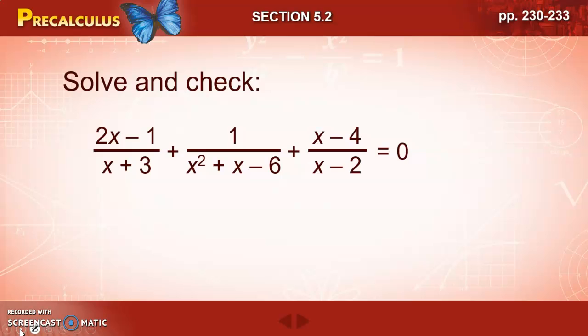All right, so let's solve and check this one. 2x minus 1 over x plus 3 plus 1 over x squared plus x minus 6 plus x minus 4 over x minus 2 equals 0.